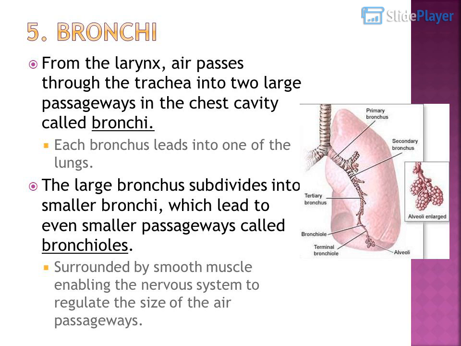5. Bronchi. From the larynx, air passes through the trachea into 2 large passageways in the chest cavity called bronchi. Each bronchus leads into one of the lungs. The large bronchus subdivides into smaller bronchi, which lead to even smaller passageways called bronchioles. They are surrounded by smooth muscle, enabling the nervous system to regulate the size of the air passageways.